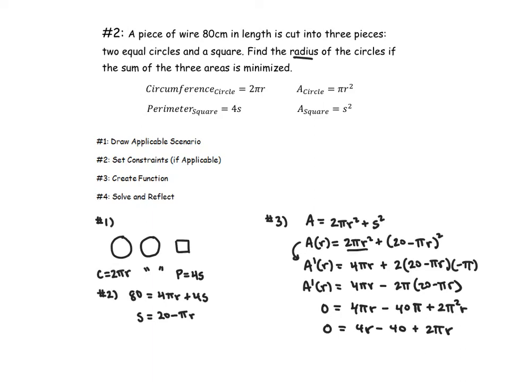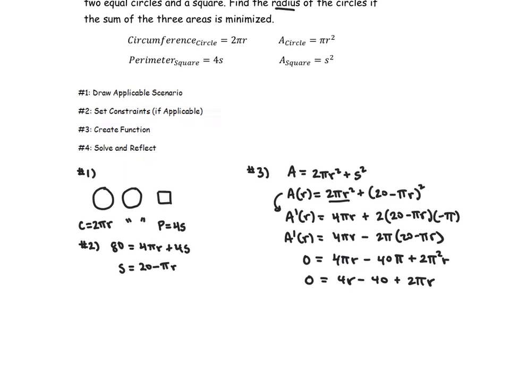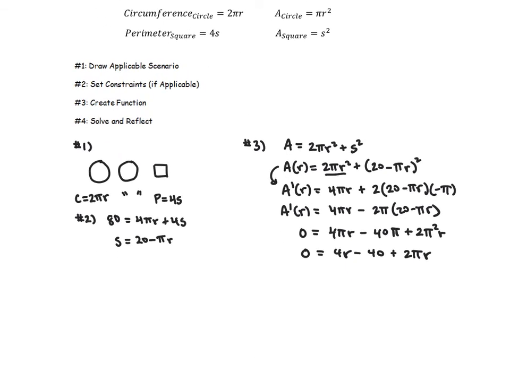All right, now it's pretty simple. I'm going to do a little subtraction as well as division. I'm going to add 40 over to the left and factor out an r, which would leave me with 4 plus 2 pi, and then divide by that. So r would equal 40 divided by 4 plus 2 pi.